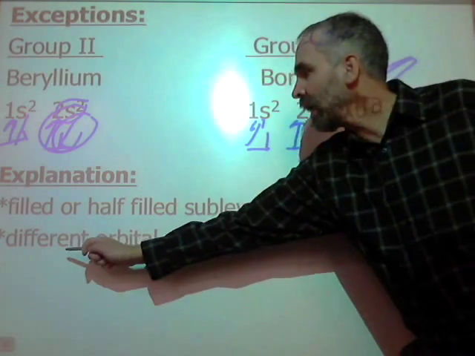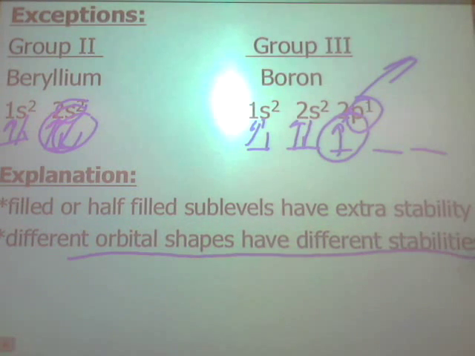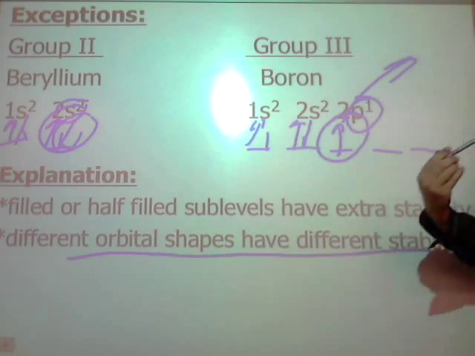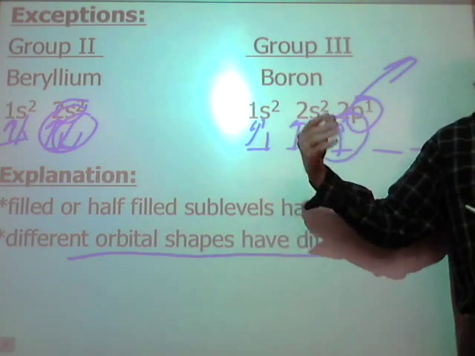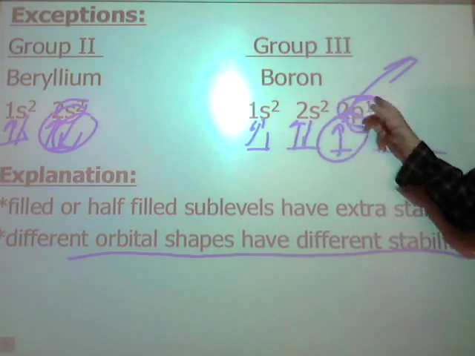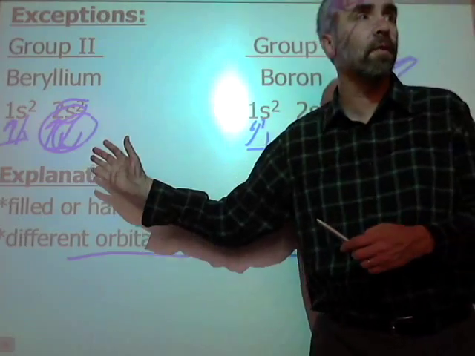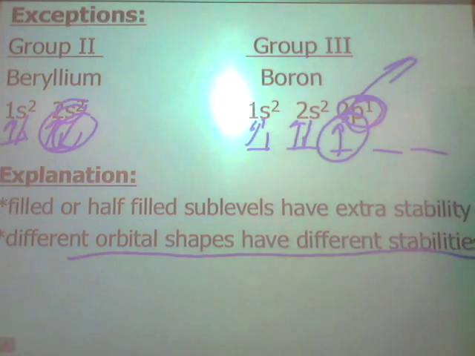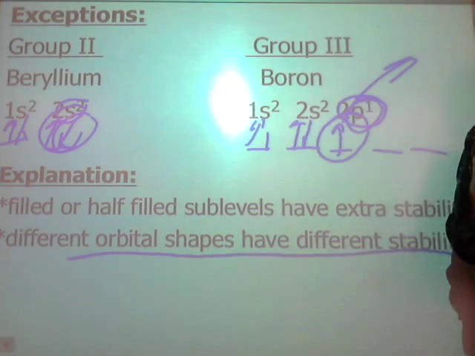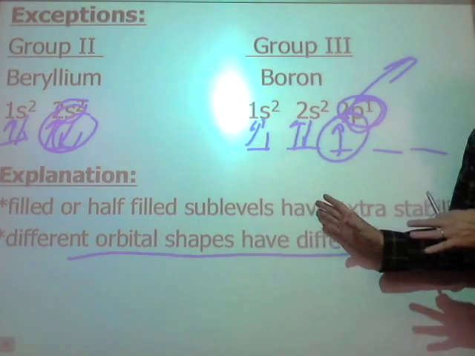In other words, just saying different orbital shapes have different stabilities, you're not imparting to me your knowledge that it's the P that's less stable than the S. But you know I know that. No, I don't. This is what these kind of test questions are like.